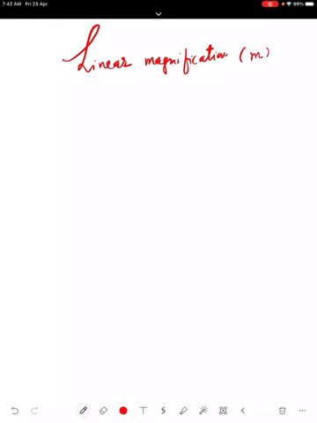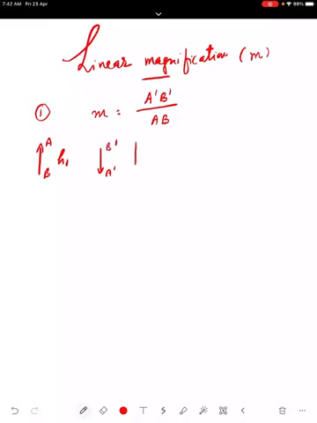So, how will you define linear magnification? Linear magnification is defined as the ratio of the height of the image, A dash B dash, divided by the height of the object AB. So, suppose this is AB you are keeping, suppose it is measured as H1. And A dash B dash can be of two types of image.